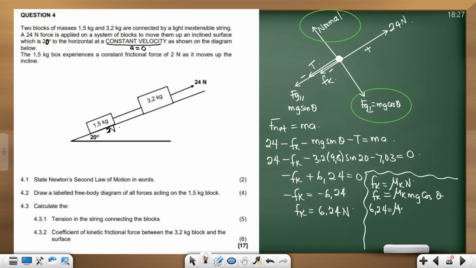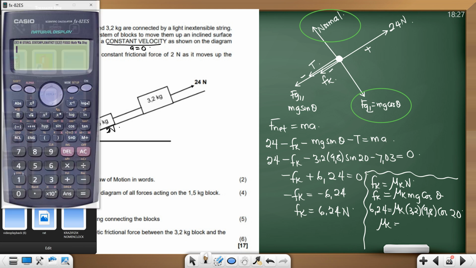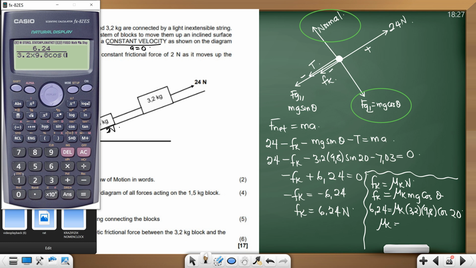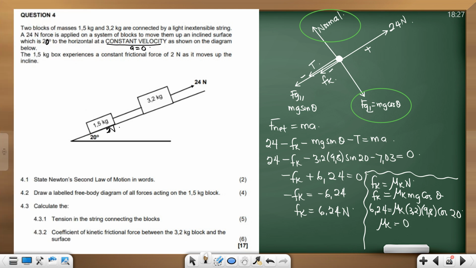So what's our friction? 6,24. We don't know this. What is the mass? 3,2. What is g? 9,8 and cos what? 20. What do we do? We divide to get the coefficient. Calculator quickly. 6,24 divided by 3,2 times 9,8 cos 20 gives 0,21, and it has no unit.